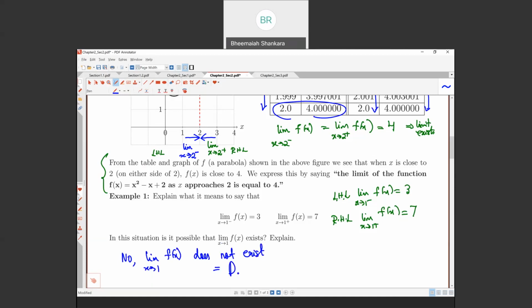So we can also say this as D and E. D for does not, E for exist: does not exist.